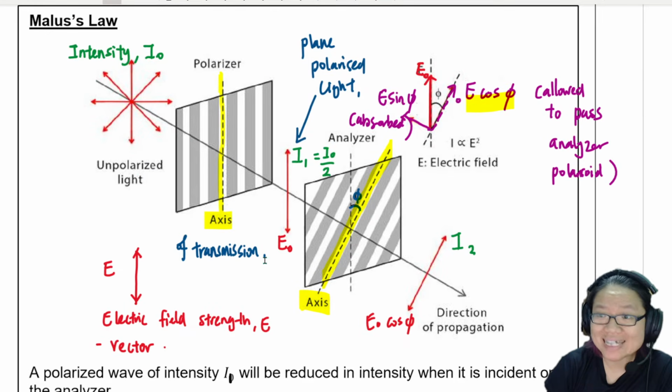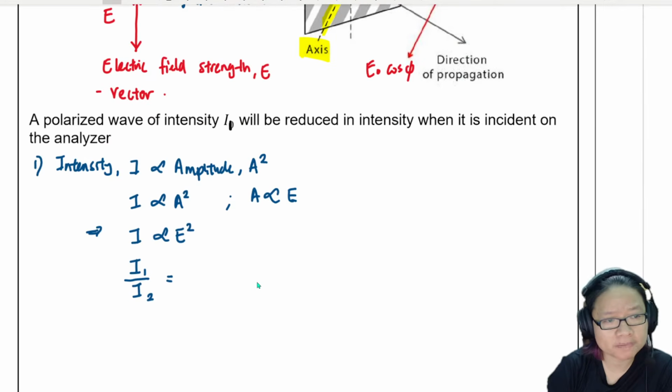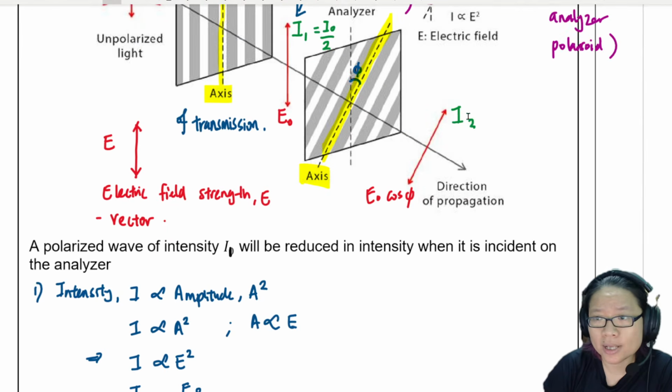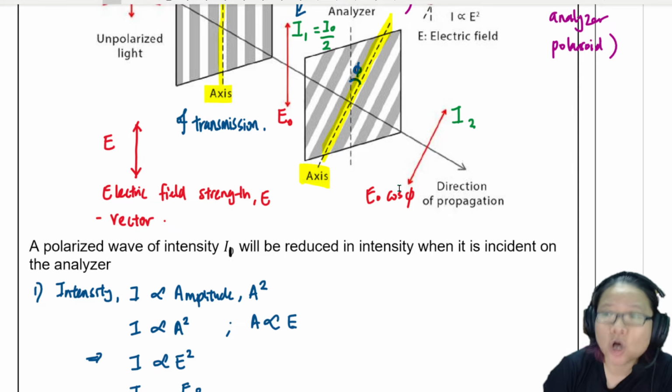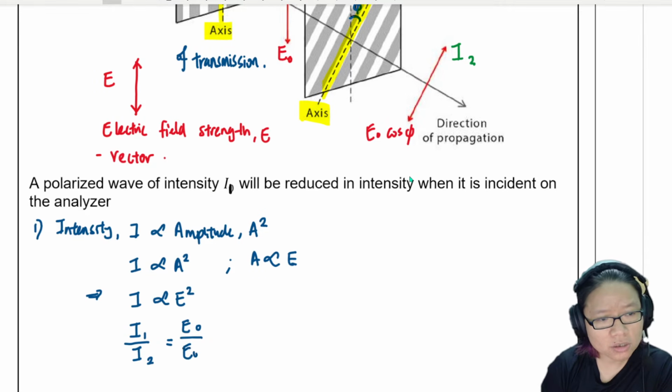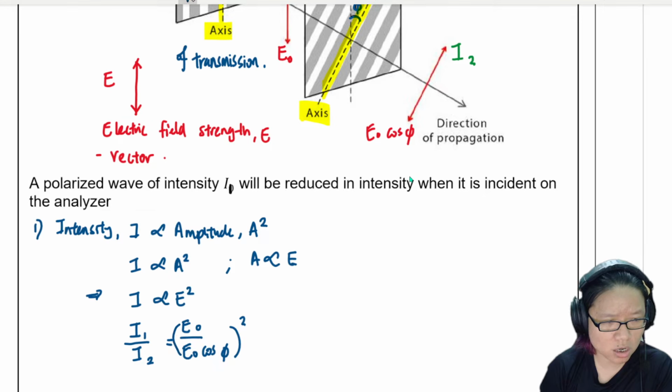I1 is E naught, so I'm going to put E naught here. And what is I2? I2 is this one, related to E naught cos phi. So I'm going to put here E naught cos phi. Don't forget, got square. Don't forget the square.